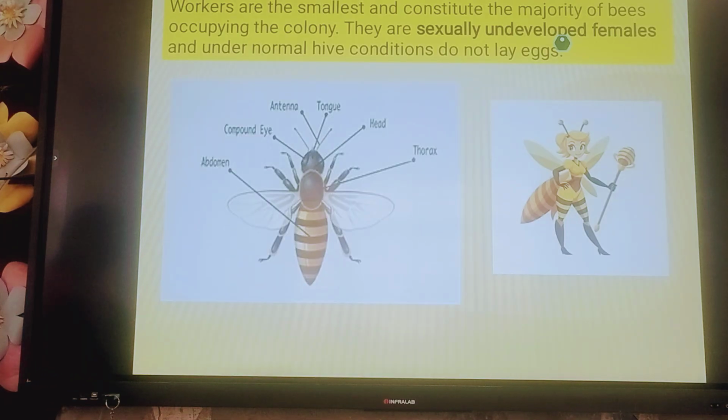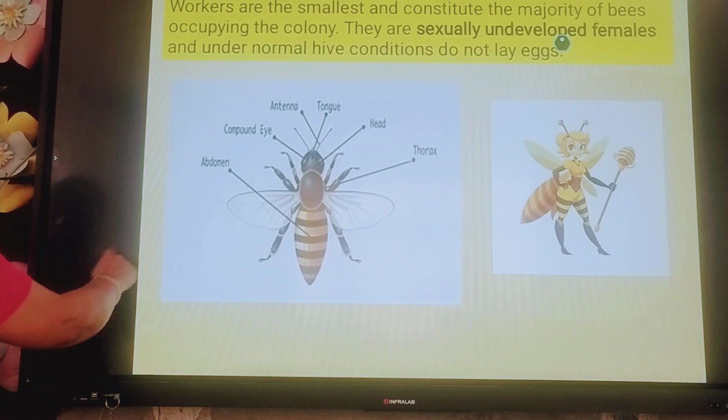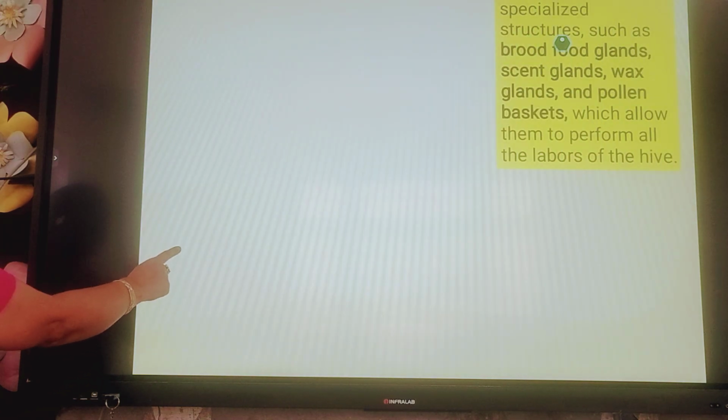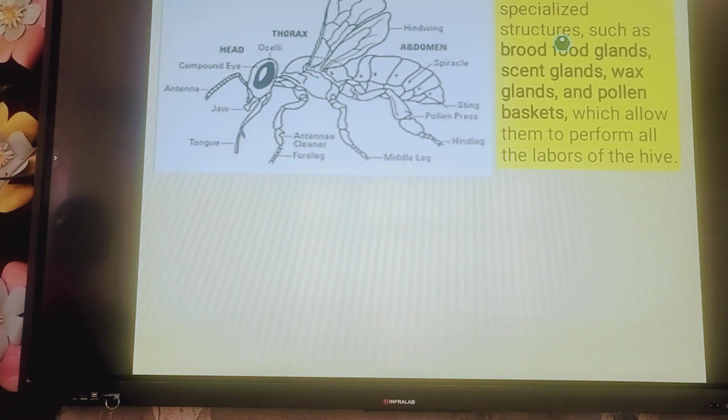So you can see the structure of this worker bee, showing all the structures: head, thorax and abdomen, having the antenna, tongue, compound eyes, and many more structures which are very specialized, like brood glands, food glands, scent glands, wax glands, and pollen baskets. So which allow them to perform all the labors of the hive. So it can perform all the functions. So it has a pollen basket also, and it has a sting also, and it has some special structures like brood food glands also, and wax gland.